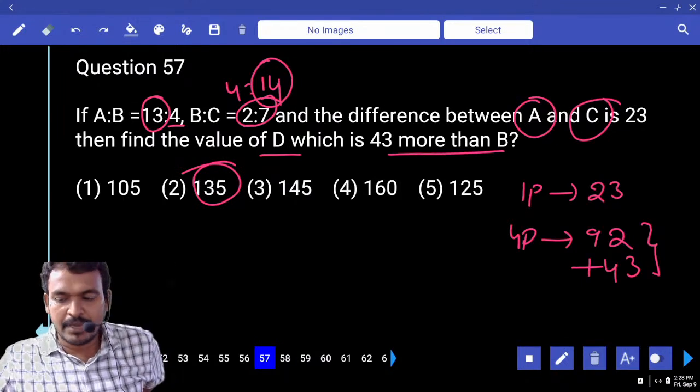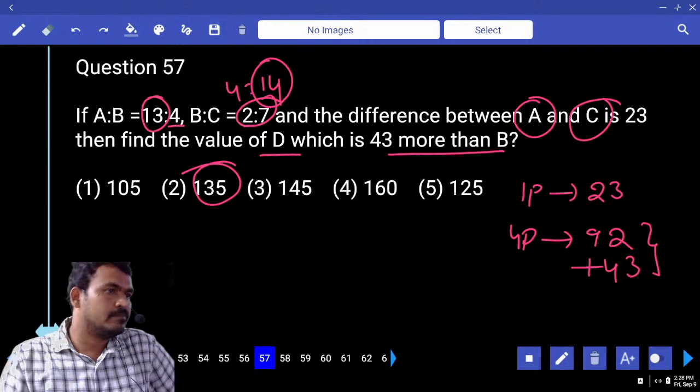92 means it is B value, but we required which one? C value.